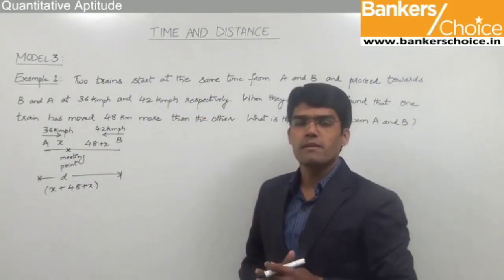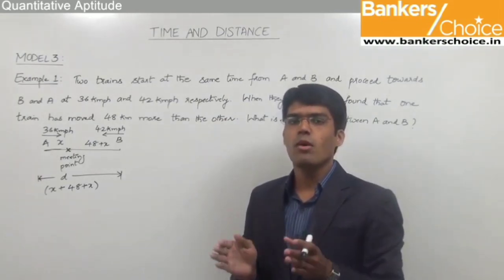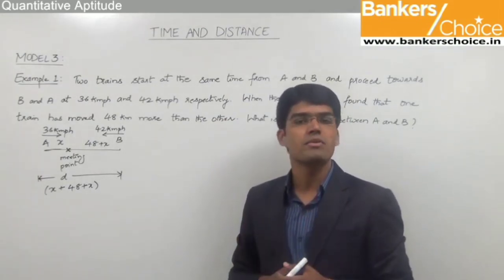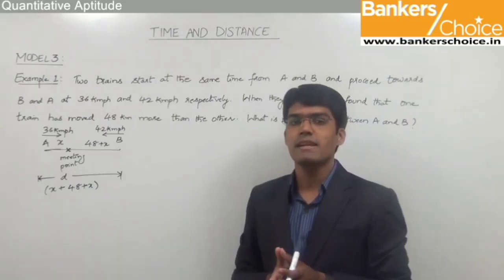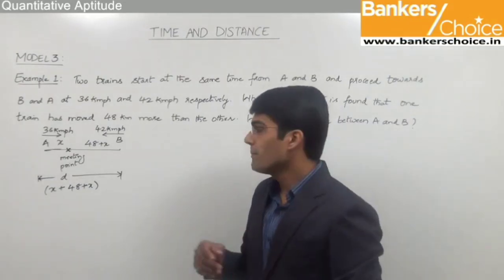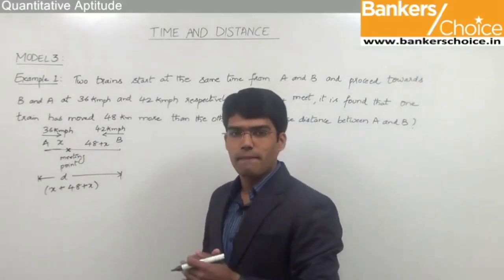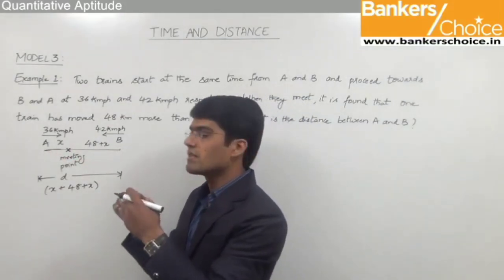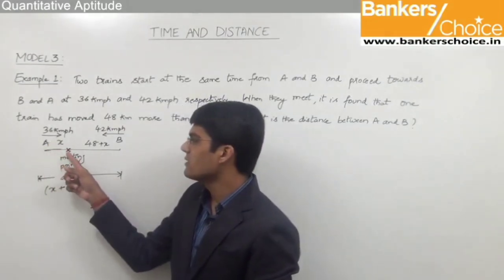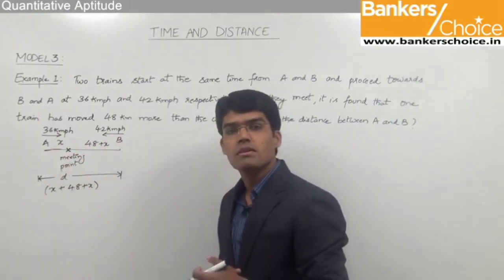One important point that we need to understand to solve these type of questions is, whenever two bodies start at the same time and move towards each other in the opposite direction, then the time taken by them to reach the meeting point will be the same. For example, in this case, the trains started from A and B at the same time and started moving towards each other. So when they meet at the meeting point, the time taken by the first train to reach the meeting point will be the same as the time taken by the second train to reach the meeting point.